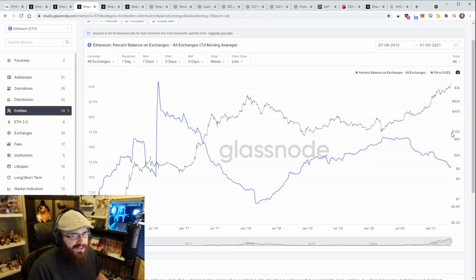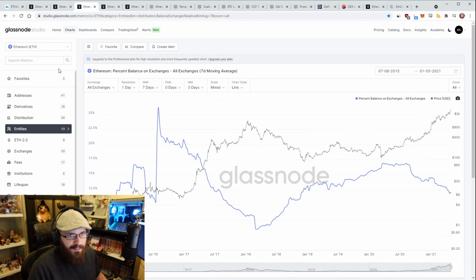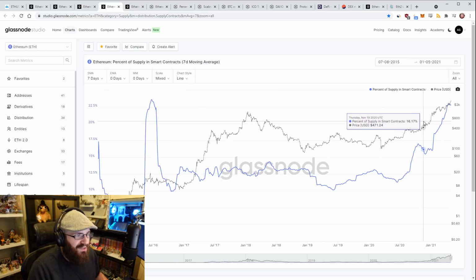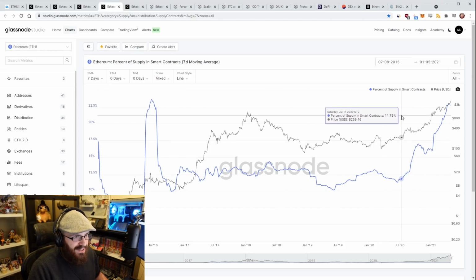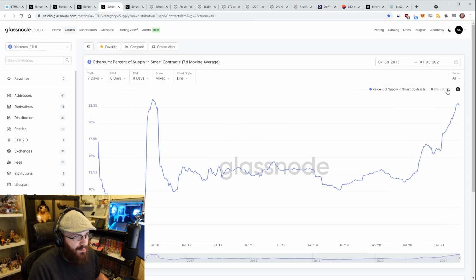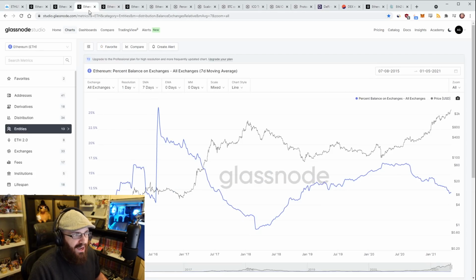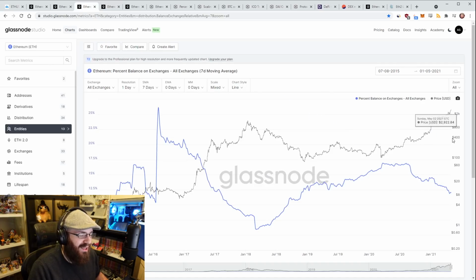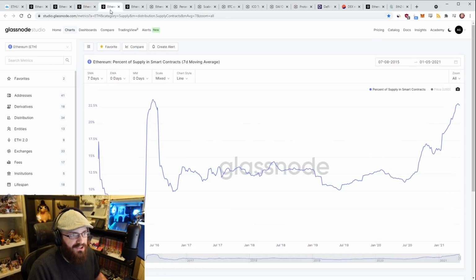And there's a chart that shows the percent in smart contracts. I can't remember if I have it up here. Yeah, I do. Okay, I'll show it next. So the percent in smart contracts is actually at almost all-time highs. It's at like 22.8%, which is quite crazy as well, because I'm wagering a lot of this is going into that. And again there's an inverse correlation, where ETH in smart contracts is going up, and ETH on centralized exchanges is going down.